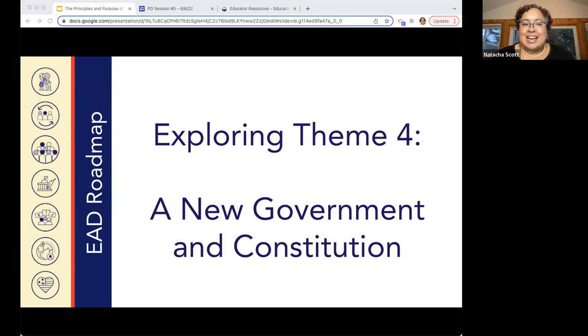Okay, so as we dive in, we are going to dive into the roadmap structure and really take a closer look at theme 4, a new government and constitution, where we will explore the institutional history of the United States and constitutional design.